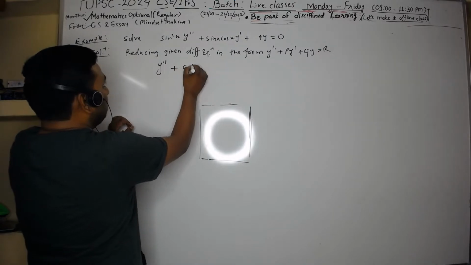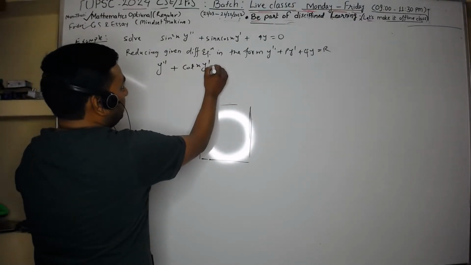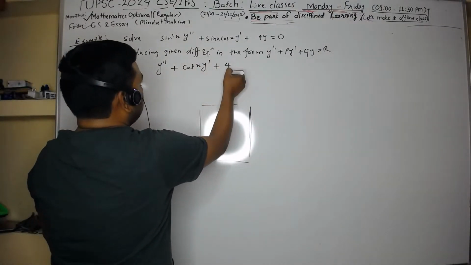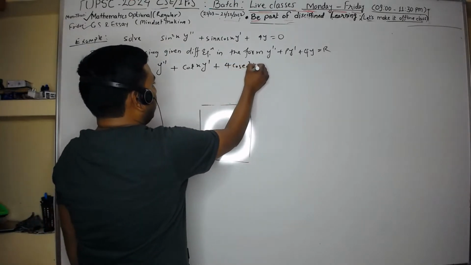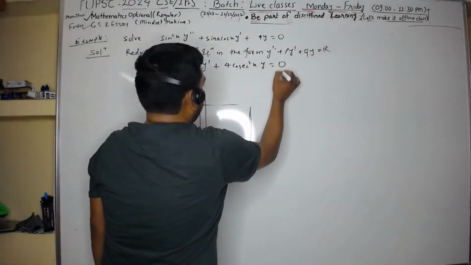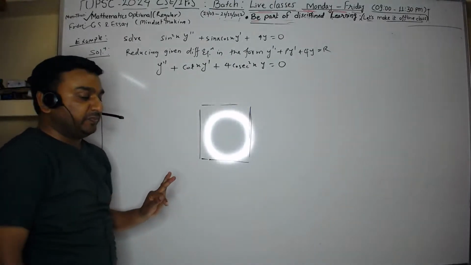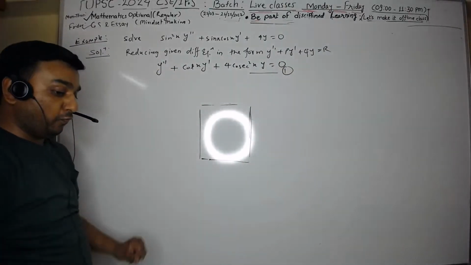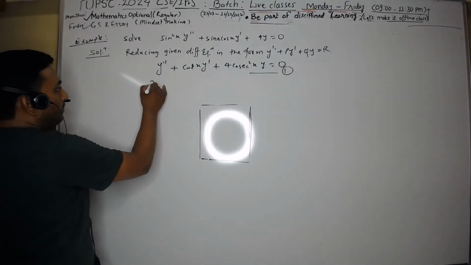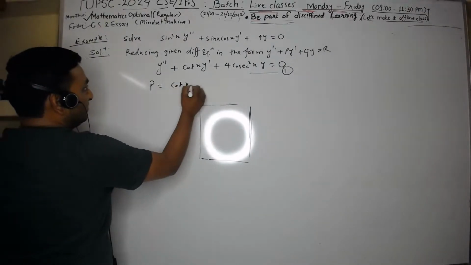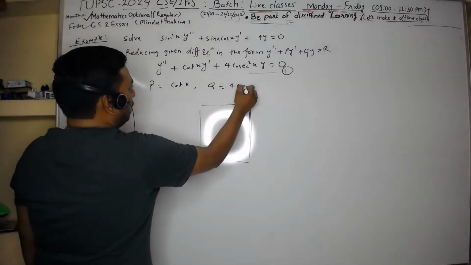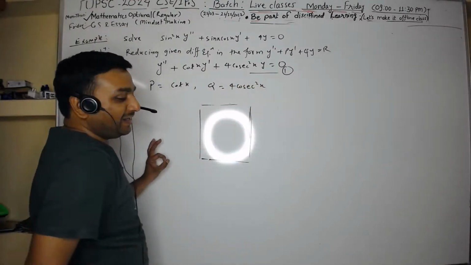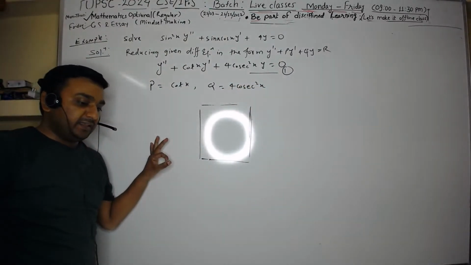So this will become y double dash plus cot x y dash plus 4 cosec square x y equals 0. Call this differential equation 1. So P is cot x, Q is 4 cosec square x. Is that clear or not?